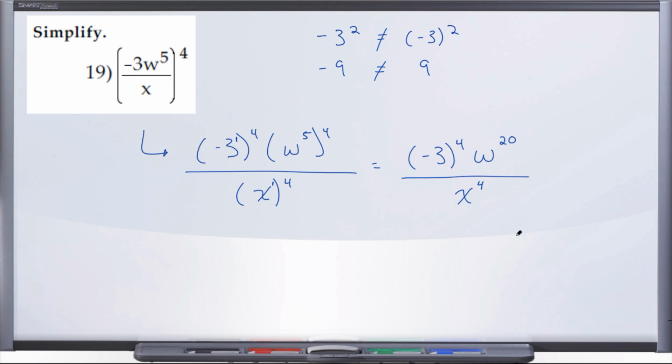All right, and for the last part, let's evaluate what negative 3 to the fourth is. Negative 3 to the fourth is 81, positive 81. And then we will rewrite our w to the 20, x to the fourth, and there you have it, number 19, our final answer: 81 w to the 20 over x to the fourth.